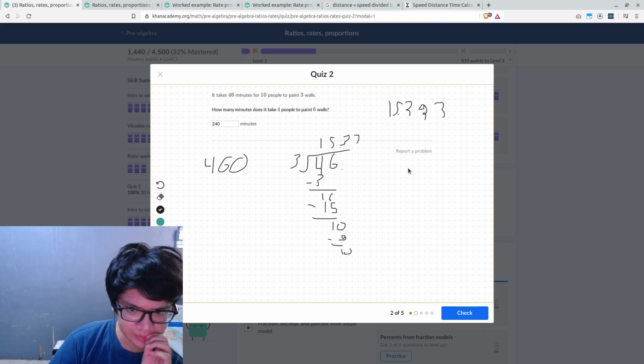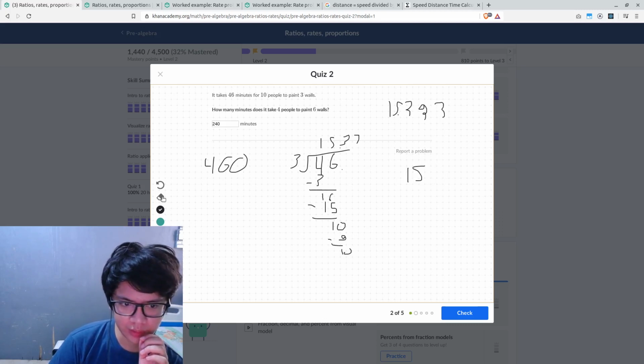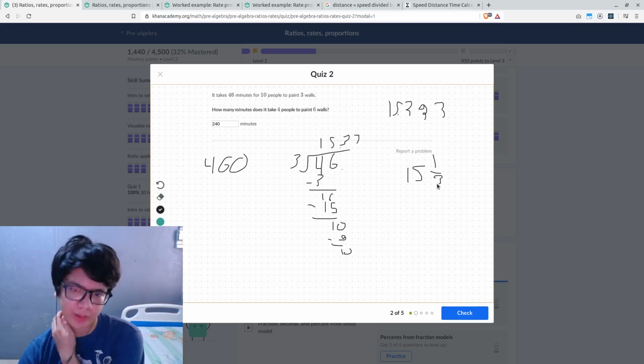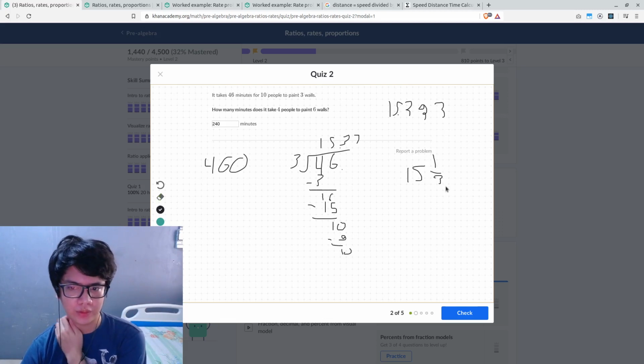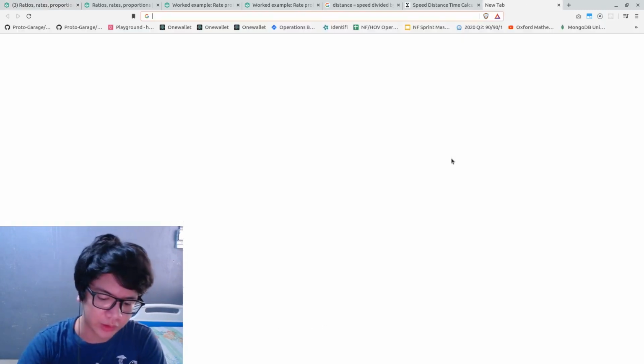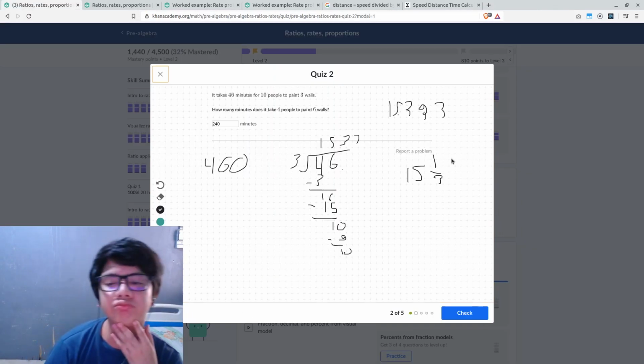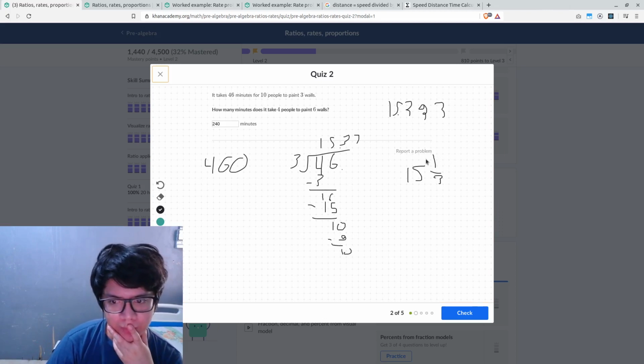Can I just write this as 15 and 3 over 10 like that? No, that's 30. Oh, actually, 15 1/3. I think this would be a much better angle. Okay, so let's see. So we have 15 1/3. 1/3 is 0.3, right? Okay. And then if it's 10 people, then it's gonna be times 10 of that.